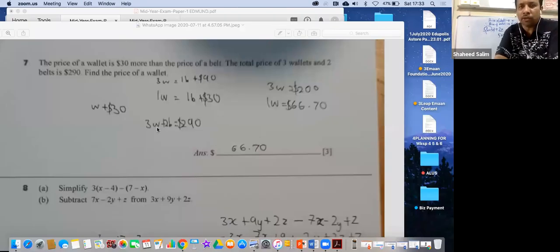This one is 2 unknowns, you see? W and B. You don't know what W is, you don't know what B is. You can't find it, not for now. In Sec 2, you will learn the method. But this question, you cannot solve it if you use 2 unknowns. For now, you are only finding 1 unknown. If they ask you to find the price, you must have 1 unknown. Is it okay? You get it?